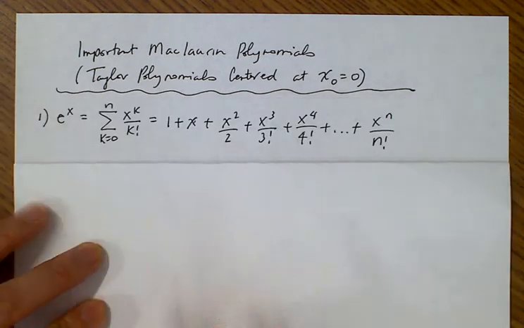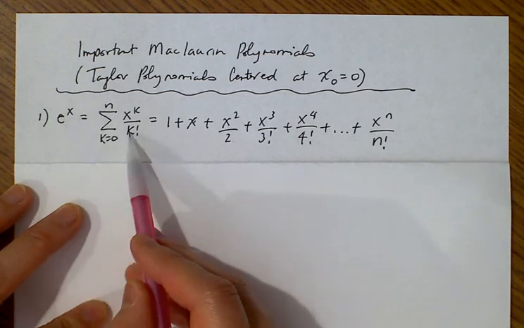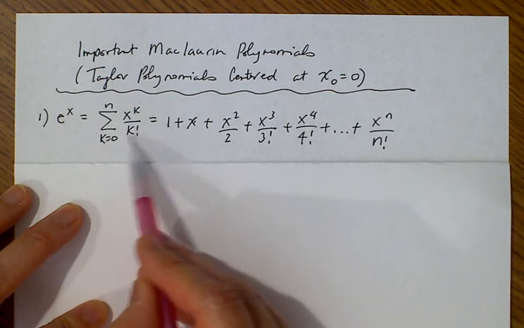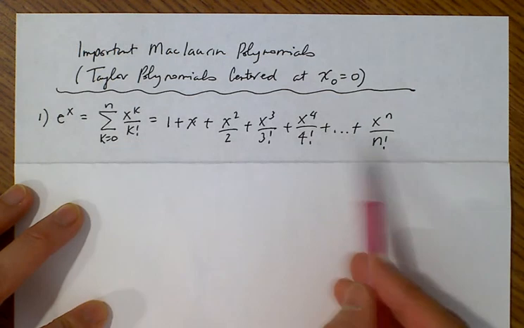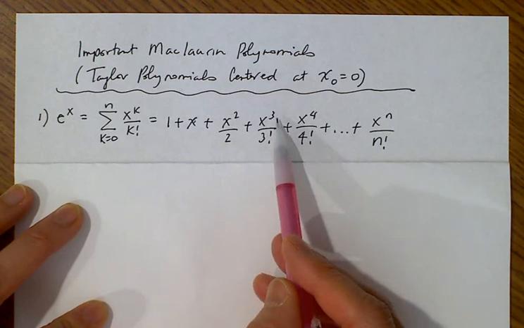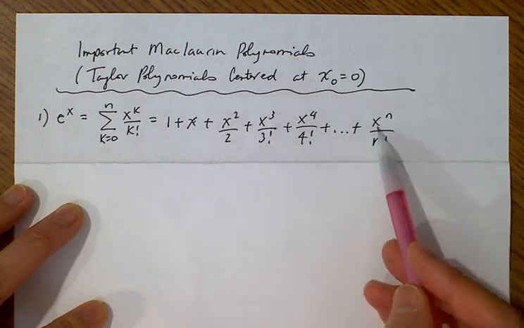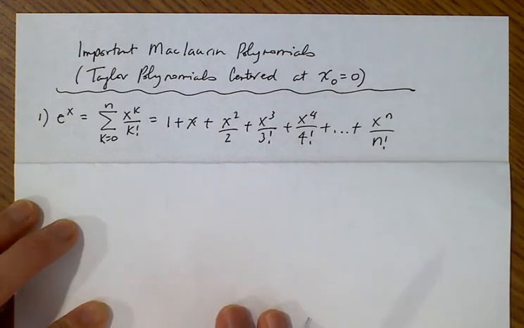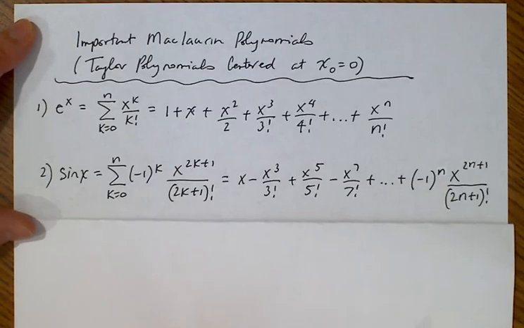So the first one that you should be familiar with is e to the x. The sigma notation is x to the k power all over k factorial as k equals 0 out to n. So when you expand that, it's 1 plus x plus x squared over 2 plus x cubed over 3 factorial plus x to the 4th over 4 factorial all the way to x to the nth over n factorial. And we actually derived this in another part of the lesson.